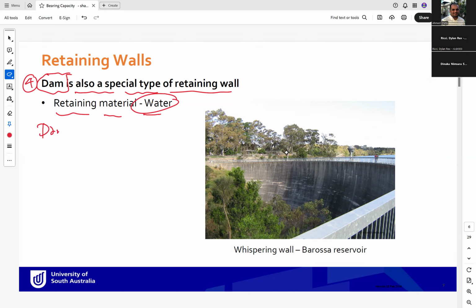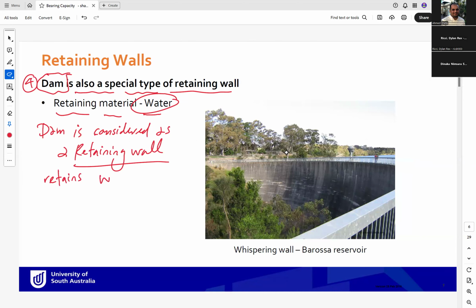So, dam is considered as a retaining wall, because it's the same design, but just as the soil, the material retained behind is different. So it is considered as a retaining wall, retaining the water. So the idea here is this, the wall is retaining water, not soil.